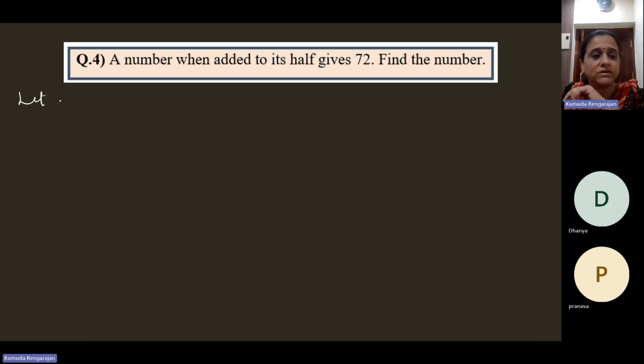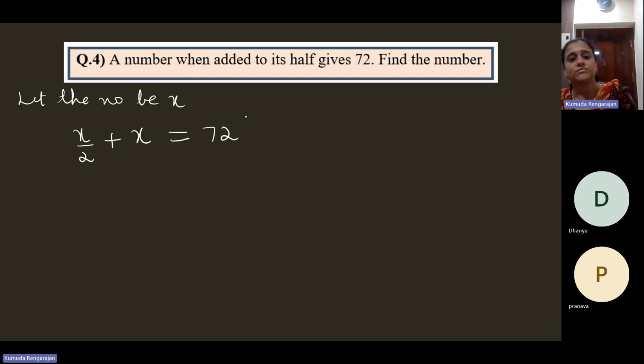So let the number be x. So a number when added to its half. The number is added to its half, meaning half of the number is already there. This number is added to its half, and the result is 72.